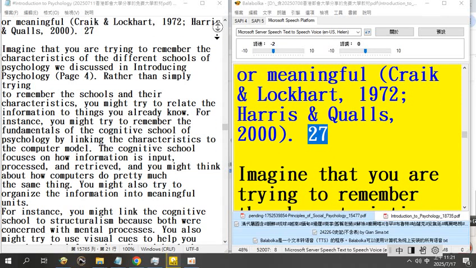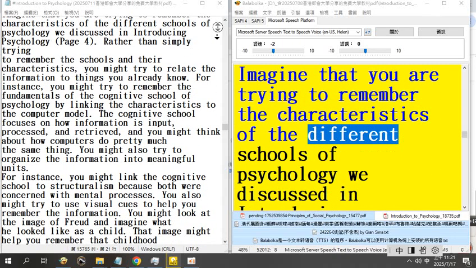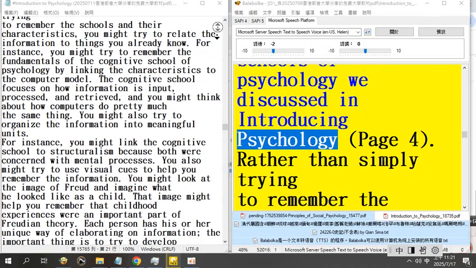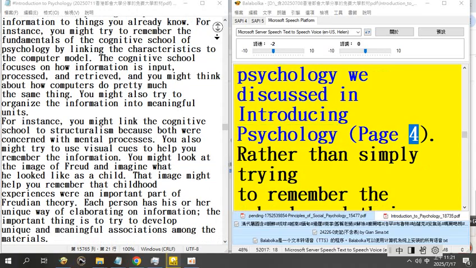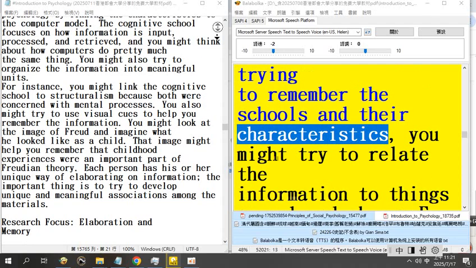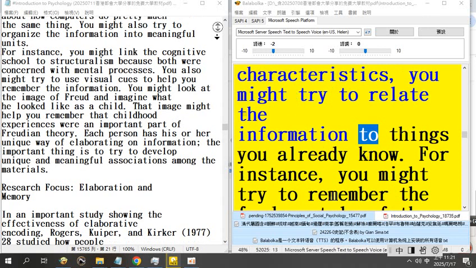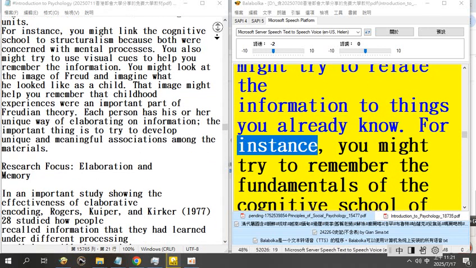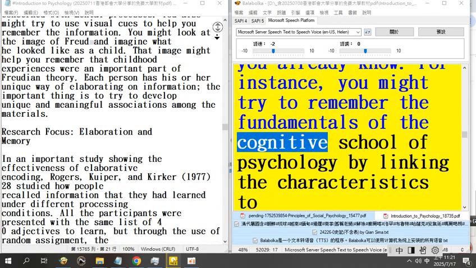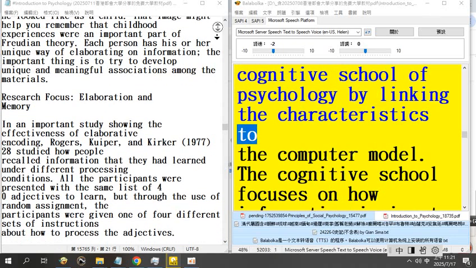27. Imagine that you are trying to remember the characteristics of the different schools of psychology we discussed in Introducing Psychology, page 4. Rather than simply trying to remember the schools and their characteristics, you might try to relate the information to things you already know. For instance, you might try to remember the fundamentals of the cognitive school of psychology by linking the characteristics to the computer model.